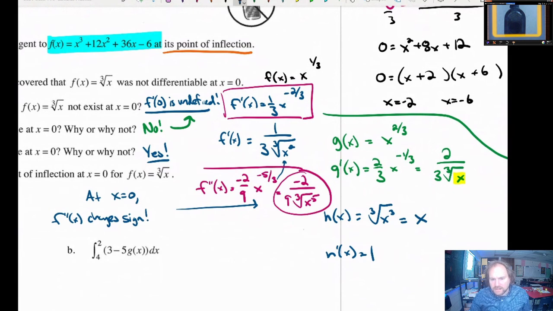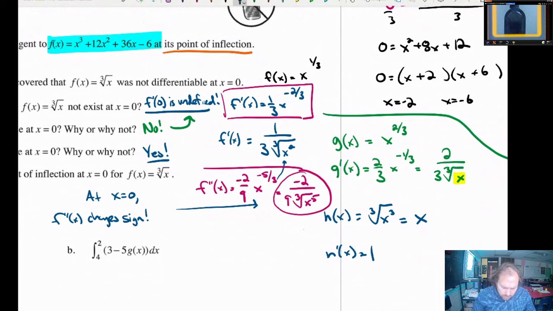If you were to plug in a negative number, you'd get a negative answer. If you were to plug in a positive number, you'd get a positive answer. Or I think it's the other way around because of the negative 2 on top. Doesn't matter. It's going to change sign, and that's going to create a point of inflection, regardless of whether the derivative actually exists or not. So that's what's happening there.